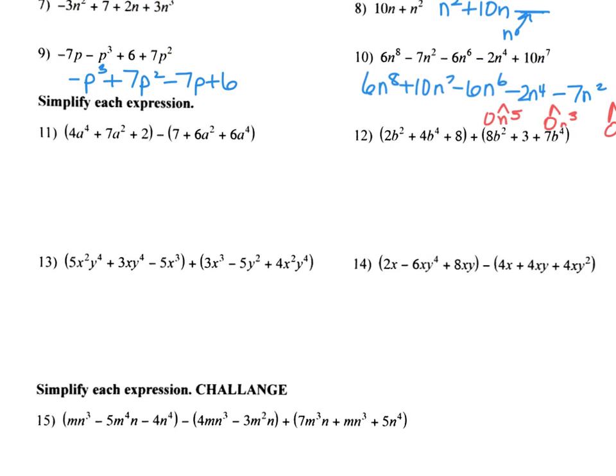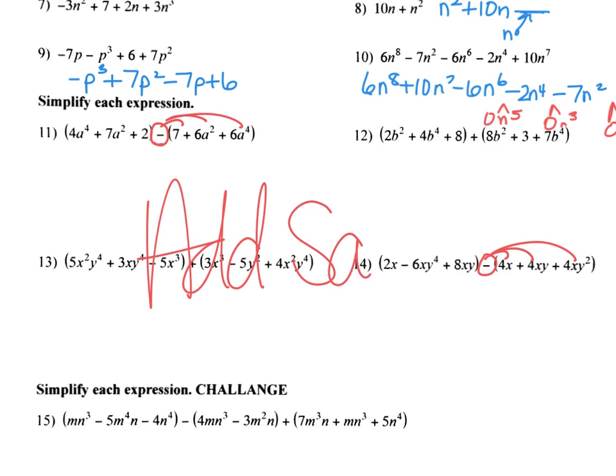On 11 through 14, we talked about how when you have to distribute a negative sign, it just changes all of the signs. Otherwise, you're just going to be combining like terms, and you all remember that when you add, you have to keep everything the same, and it has to be the same to begin with. So I'm going to go ahead and work those out.